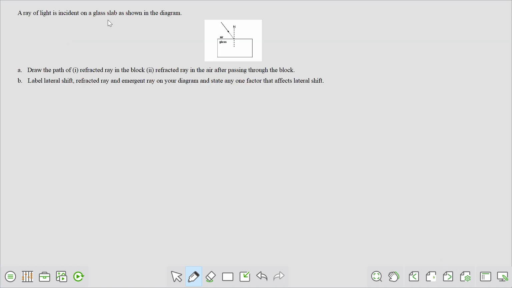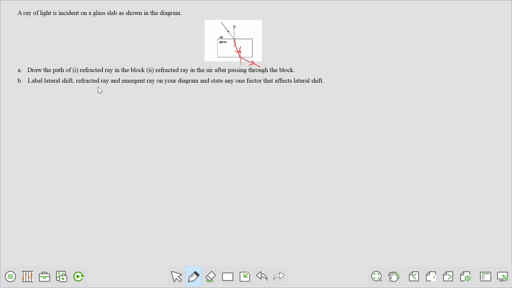A ray of light is incident on a glass slab as shown in the figure. Light rays entering from air to glass; complete the path of the refracted ray in the block and the refracted ray in the air after passing through the block. So you have to complete the ray diagram. Air to glass, what happens to the light ray? Yes, it bends towards the normal because it goes from optically rarer to optically denser. Now you have to draw the normal here. Now the light ray is coming back to air from glass. So again, optically denser to optically rarer, it will bend away from the normal. So this is the diagram.